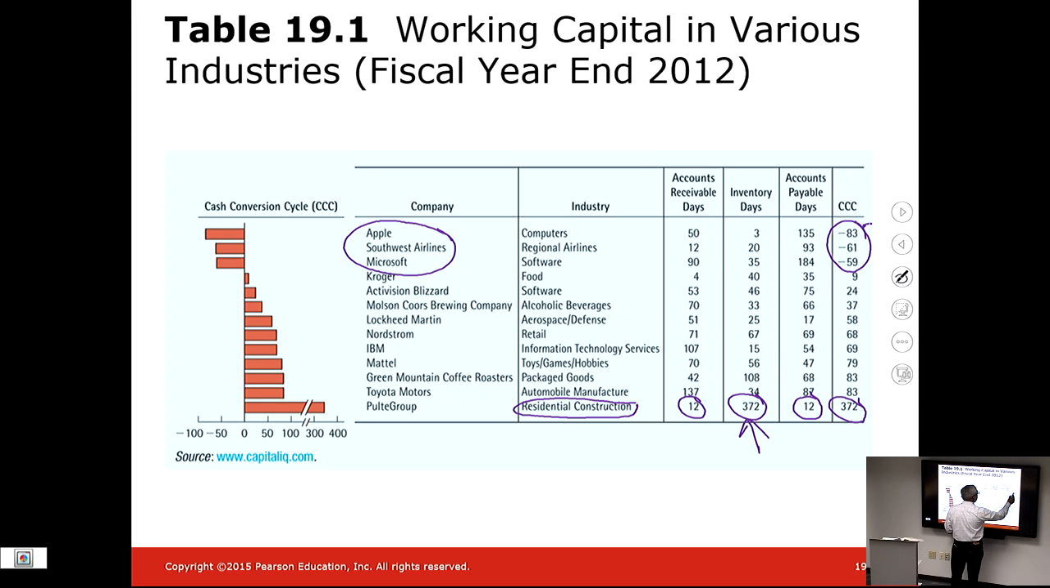Similarly over here, what drives these negatives is that these three companies take a long time to pay their vendors. And because of the size of these companies, their vendors allow them to kind of get away with it.